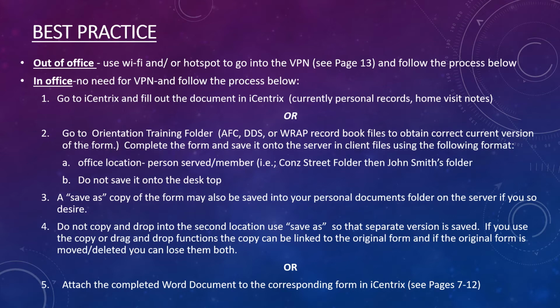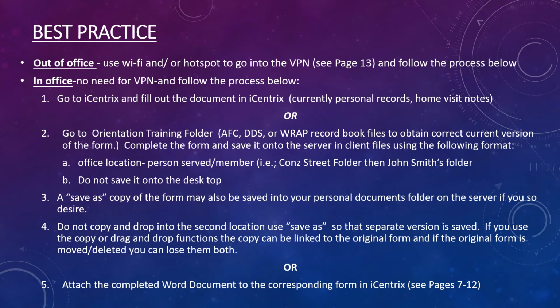First, go to iCentrix and fill out the document in iCentrix, which we are currently using for the personal records and home visit notes, or go to the orientation training folder, AFC, DDS, or RAP record book files to obtain the correct version of the form, complete the form, and save it onto the server and client files using the following format. Office location, then person served member. For example, you could do Con Street folder, then John Smith's folder. Do not save the information onto the desktop.